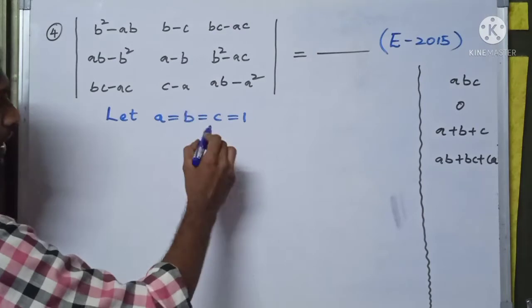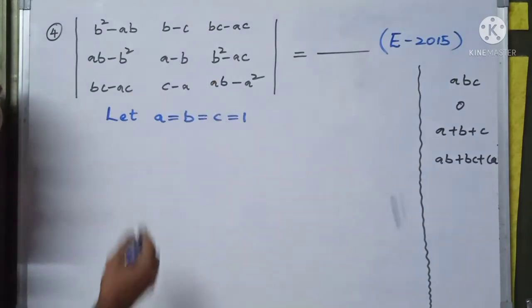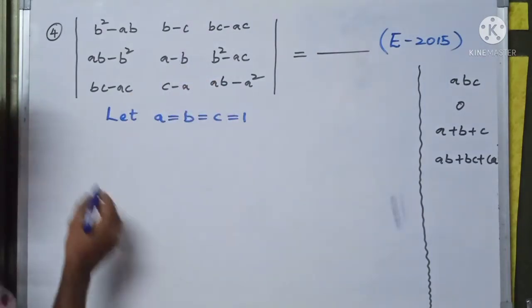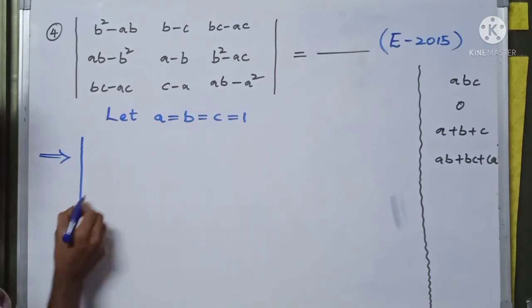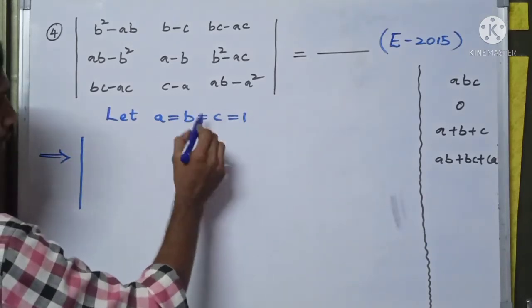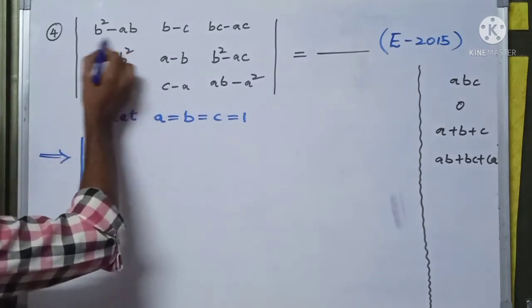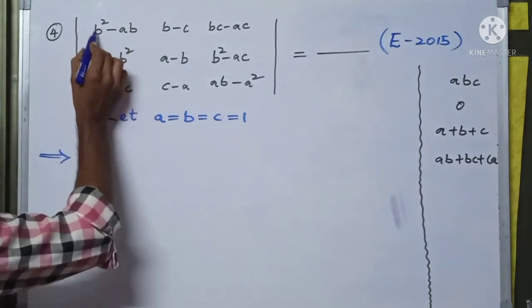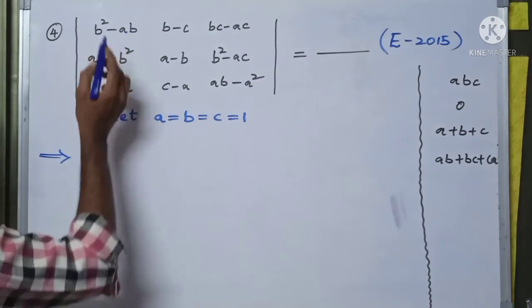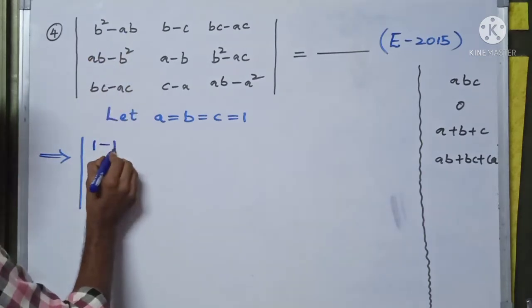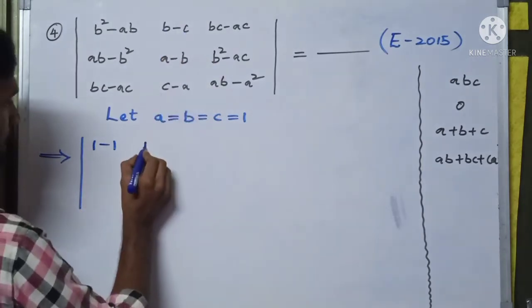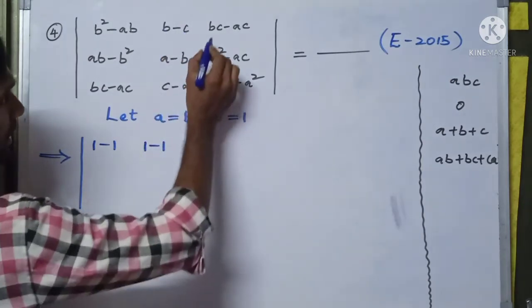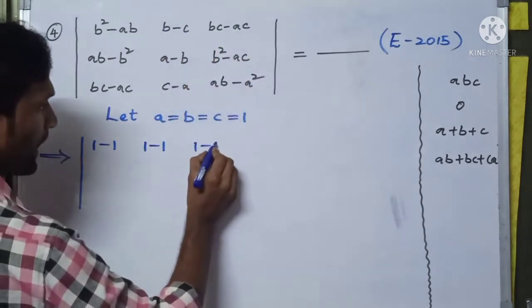Substitute the values of A, B, C in the above determinant to get its value. Now the determinant is like this, where A is 1, B is 1, C is 1. The first element is B squared minus A1, B1, that means 1 minus 1. Come to the next element, B is 1, C is 1, and 1 minus 1. Next, 1 minus 1.